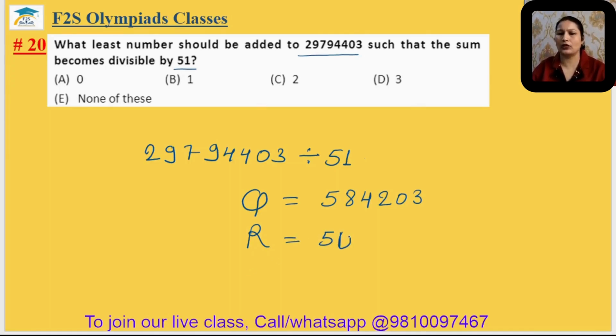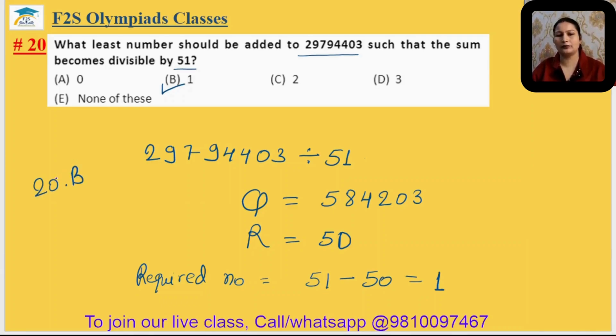So if this number is increased by 1, the remainder cannot be left there, right? The remainder is 50, so the required number equals the divisor minus the remainder, that is 1. It is in option B. The 20th answer is option B.